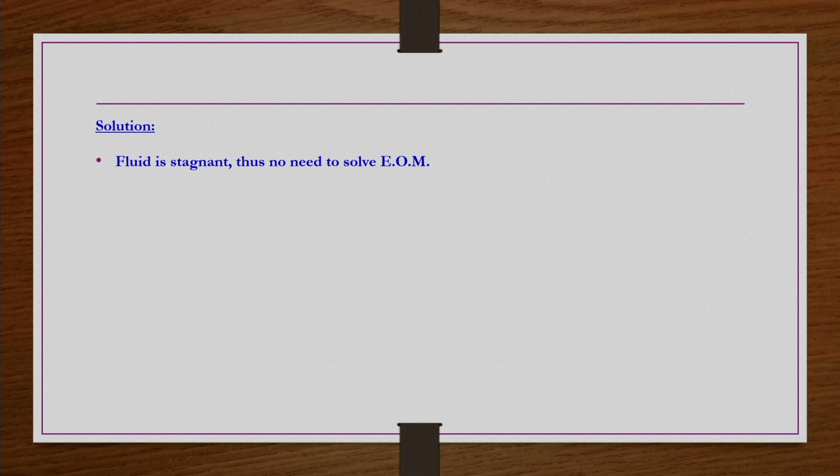So, the fluid is stagnant, that is given in the problem statement. So, there is no need to solve the equation of motion, because when we solve the energy equation, the left hand side velocity terms are there. So, in general, before getting into the energy equation, we have to get the velocity distribution of the fluid. However, in this case that is not required, because the fluid is motionless, it is stagnant.